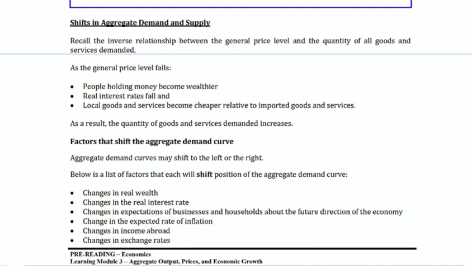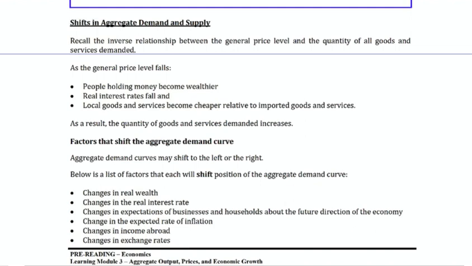Edge designations, CFA Level 1, pre-reading economics, learning module 3, aggregate output, prices, and economic growth. This is the second video in learning module 3.